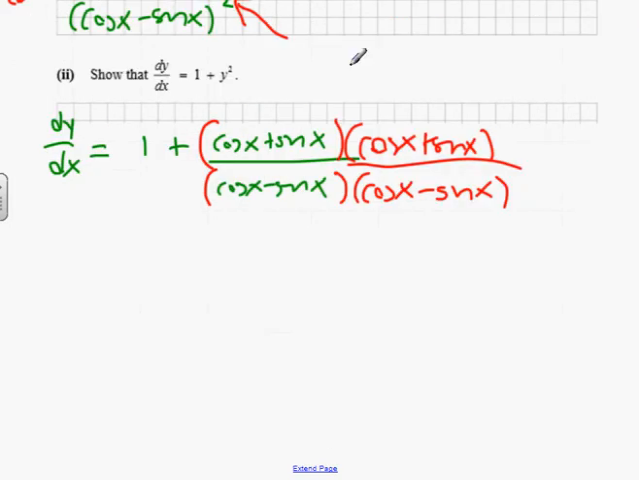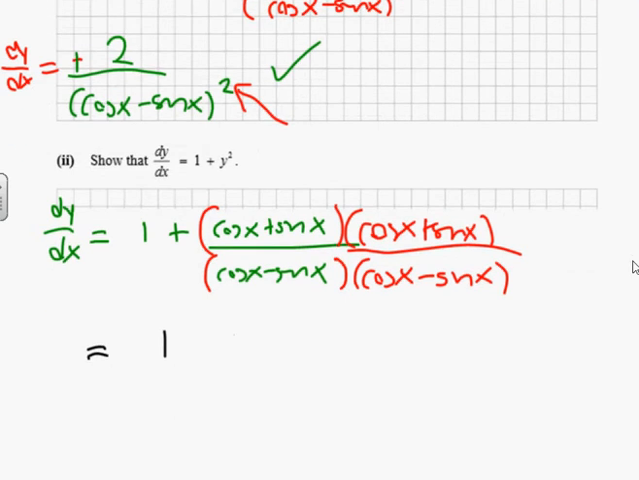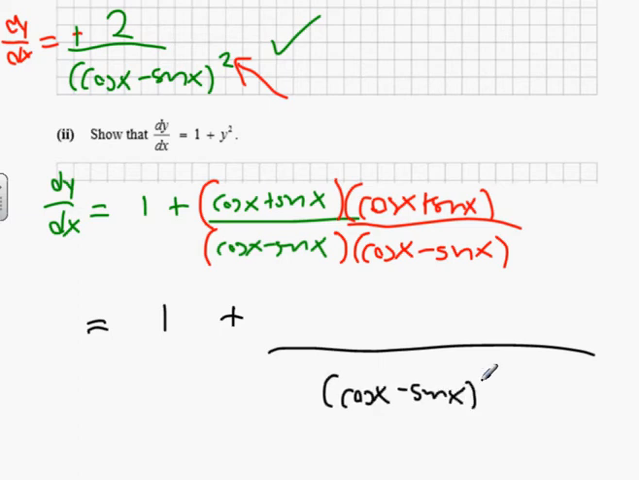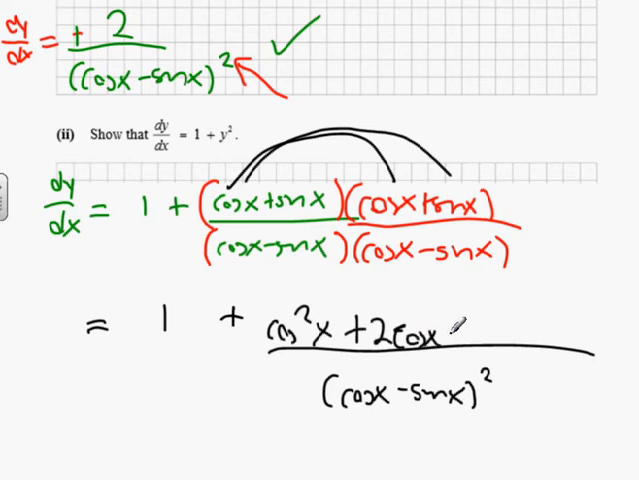Okay, so what we're going to get is 1. Now, the bottom doesn't have to be multiplied out. So it's going to be 1 plus all this, and that's still cos x minus sin x squared on the bottom. Might as well keep it similar to the answer. Now we're going to multiply cos x by cos x, cos squared x, cos x by sin x, it's going to be 2 cos x sin x. Okay, and then the other one is going to be plus sin squared x. Now this sin squared x and cos squared x can disappear and turn into 1.